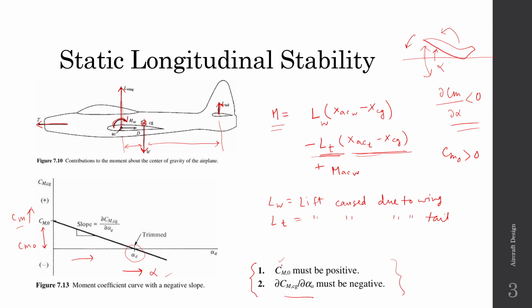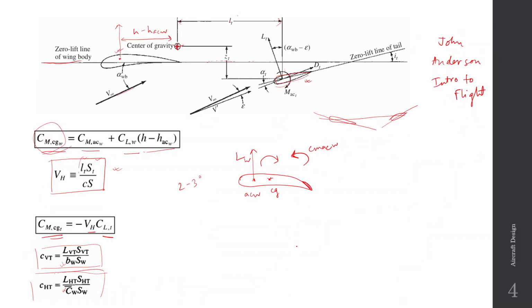But how can we ensure the first condition? For that, what we do is we place the tail at a negative setting angle.